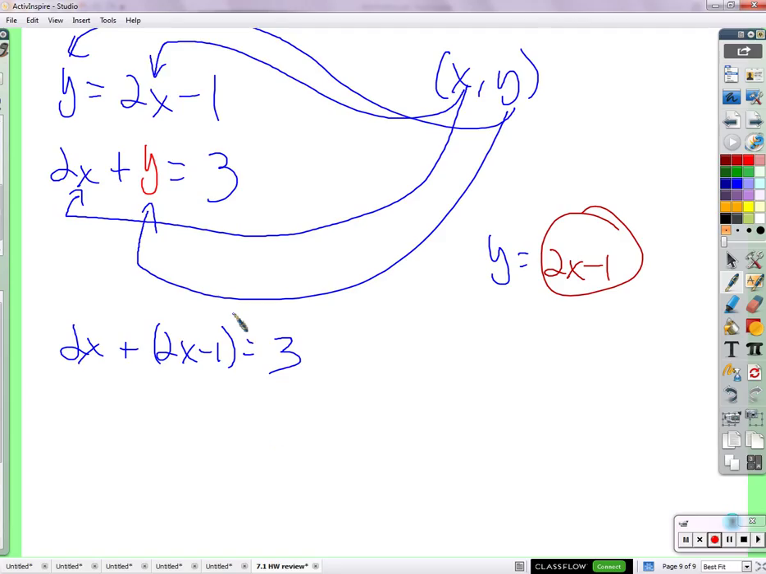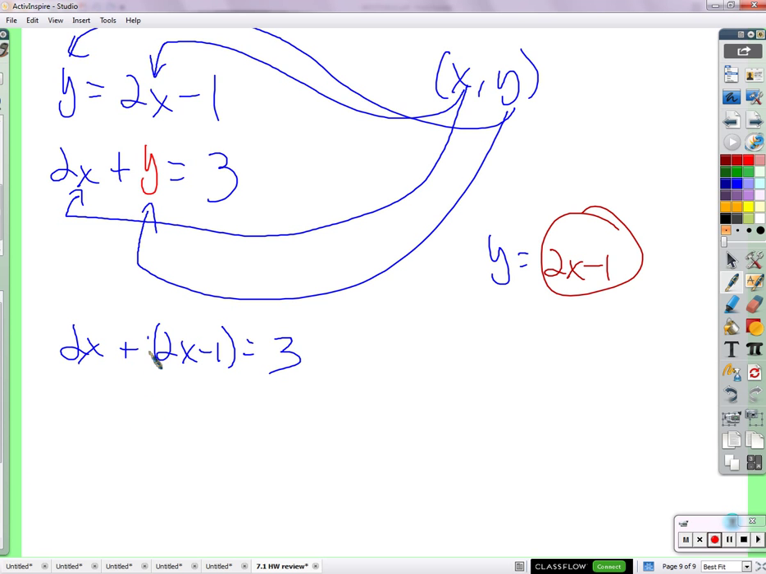And now look at this equation. What's different about this equation now? Not a lot, but there's one key difference that makes it possible. Yeah, x's and no y's. Yeah, so we can solve it, right? When we have one variable, we should be able to solve that equation.